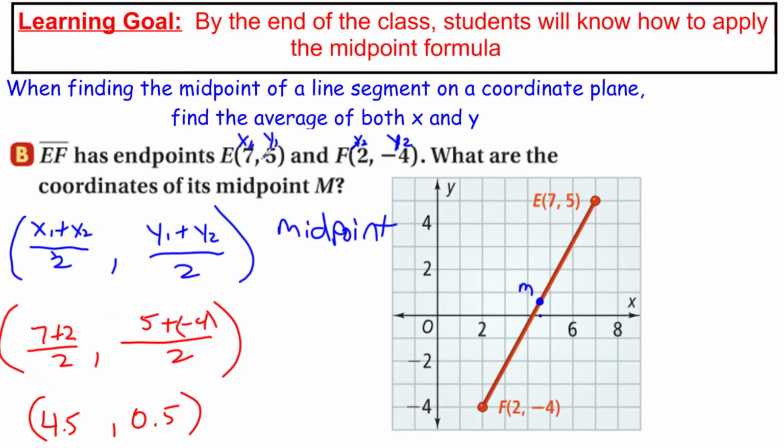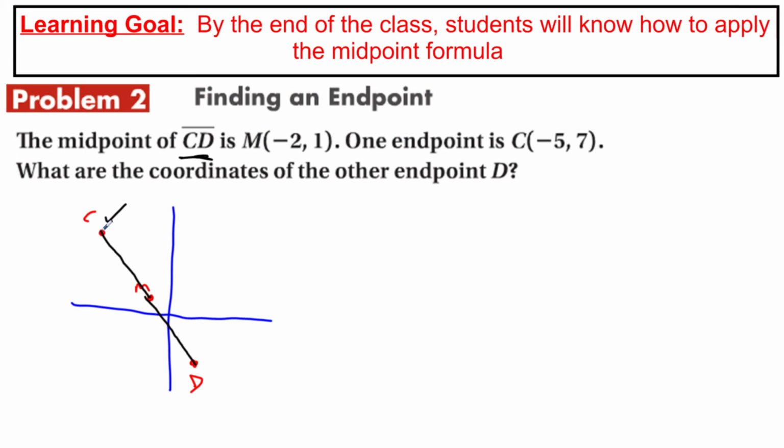That's different from the one we had here, where they told us about E and F, the ends, and our job was to find the middle. Now we're doing the opposite. We're being told one of the ends and the middle, and our job is to find the other end. So here's the way this one's going to work.